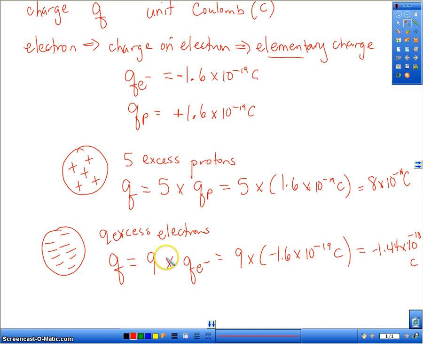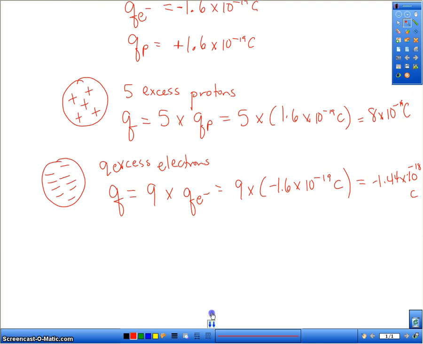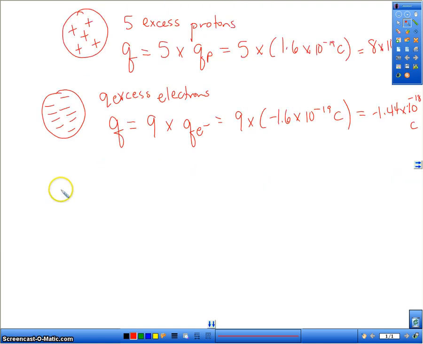Unfortunately, it usually doesn't stay this easy because we don't usually deal with small numbers of electrons and protons. We usually deal with very large numbers. So let's suppose I told you, for example, let's try an example of those. Let's suppose I told you that I had an object, we'll do a box this time, and this box had 5 times 10 to the 13 extra protons on it. So it's got 5 times 10 to the 13 extra protons than electrons.